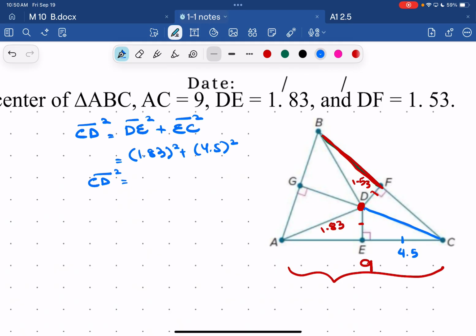Okay, quick. CD squared is equal to? Prahlad, go ahead. 23.59. We are just going to keep it to 2 decimal places. 23.59. And then to find CD, you are going to take the square root, right? You did cube root, square root, kids.